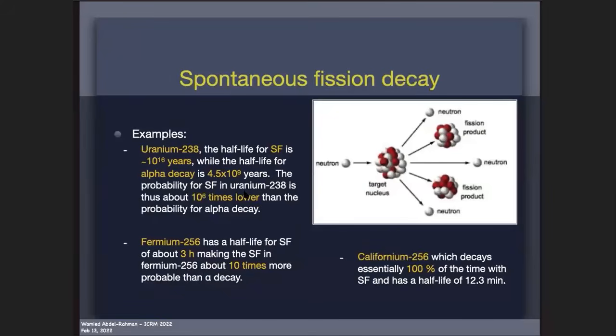Examples would be uranium-238. The half-life for spontaneous fission is about 10 to the power 16 years, while the half-life for alpha decay is 4.5 times 10 to the power 9 years. So for uranium, spontaneous alpha decay is more probable. But for fermium, for example, it's the opposite. So spontaneous fission is about probability of spontaneous fission after capturing this neutron decay.